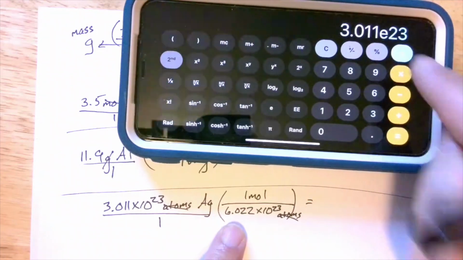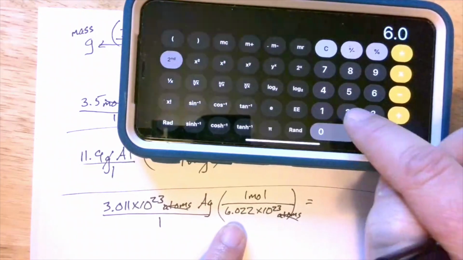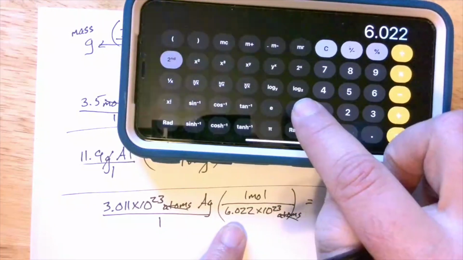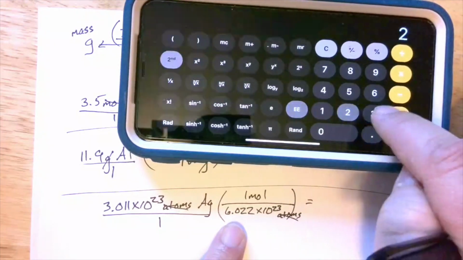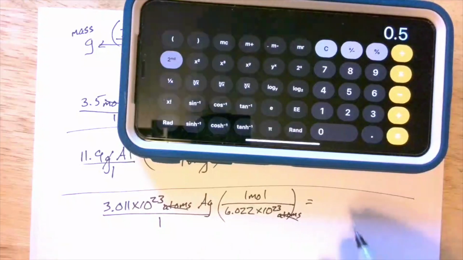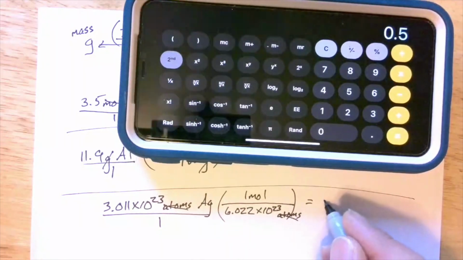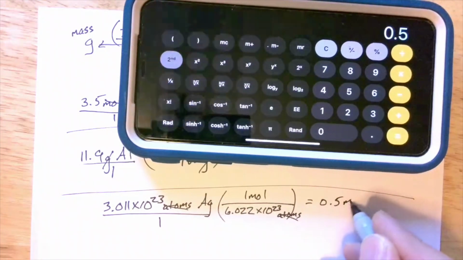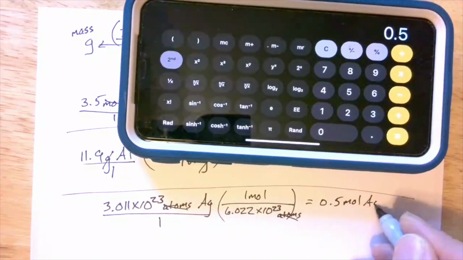So divided by 6.022, hit the exponent, 23, and we get a big old number of 0.5 moles of silver.